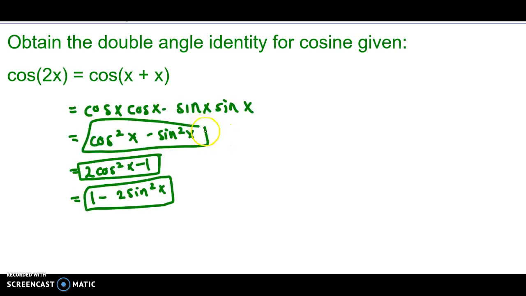All right, like I said, we get 3 potential identities. So the cosine of 2x, the double angle identity for cosine, you could have cosine squared of x minus sine squared of x, which can be rewritten as 2 cosine squared of x minus 1 if we're using that Pythagorean identity, or that's also the same thing as 1 minus 2 sine squared of x. So any 3 of these would work. You might find situations when one might be more useful than the other. So it is nice to know your options there.